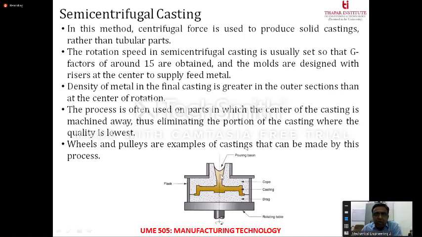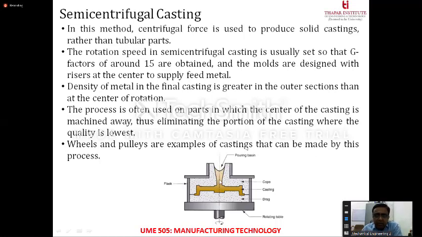And you have a feeding system available over here through which molten metal is poured into the system, and molten metal goes and settles just like that. After that, this whole table is rotated at a very high speed. The speed ranges from 30 to 50 revolutions per second, or around 300 revolutions per minute. So it rotates at a very high speed.